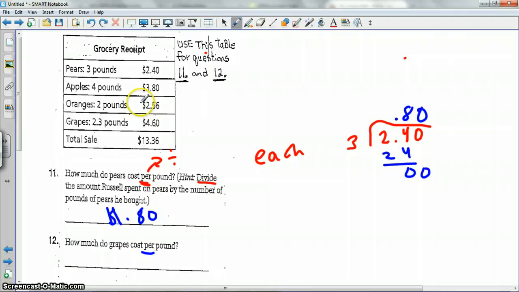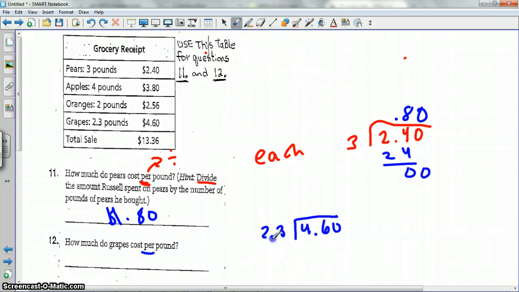How much do grapes cost per pound? So let's find the grapes. So you can get 460, or 460 will get you 2 3/10 of a pound. So we're taking the 460 and dividing it between 2 3/10.